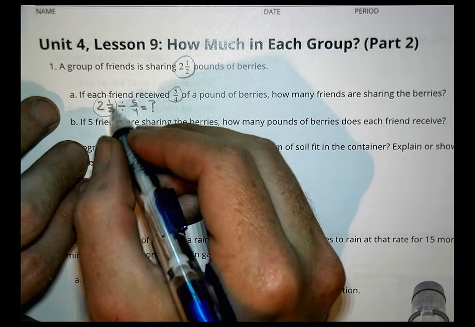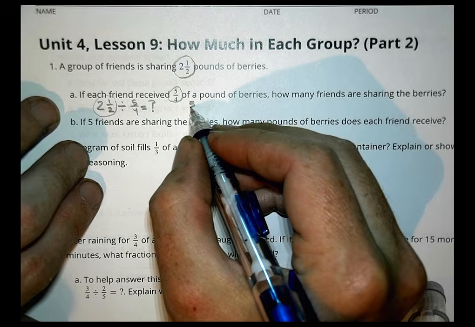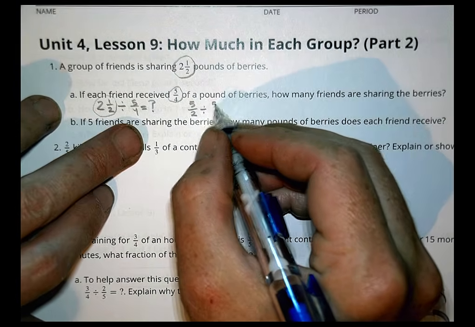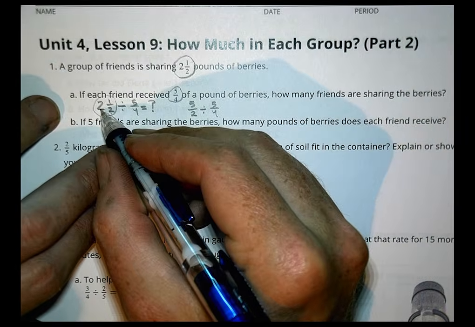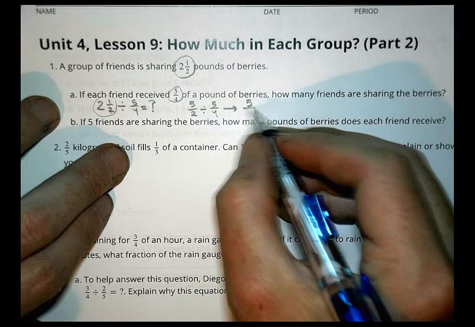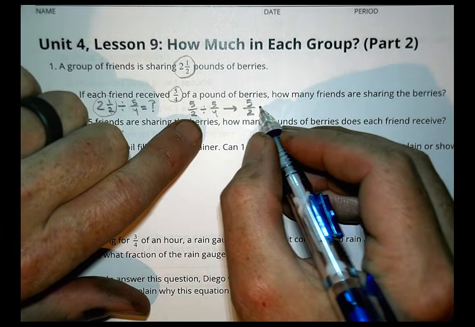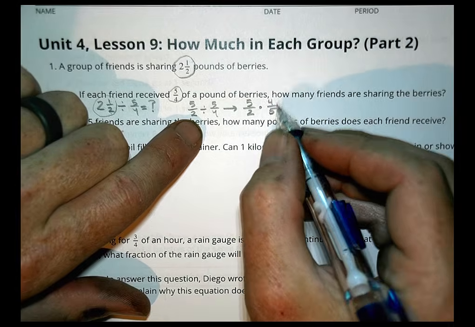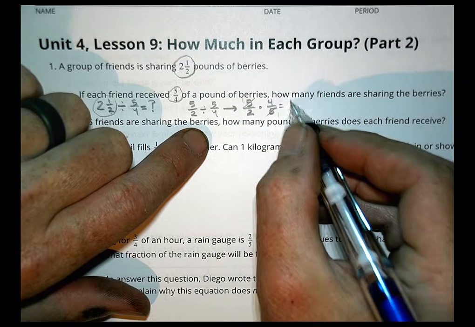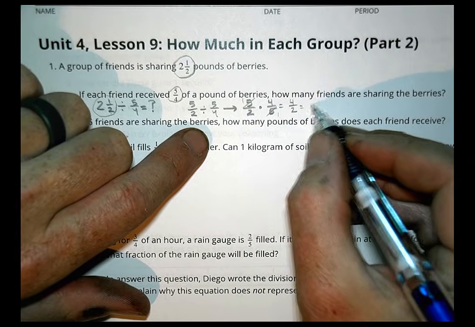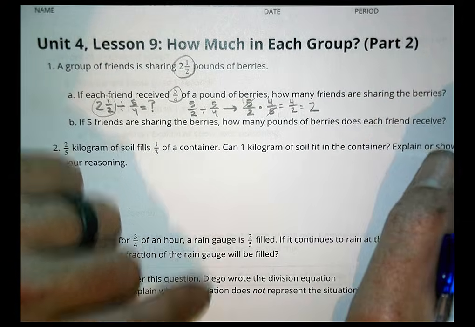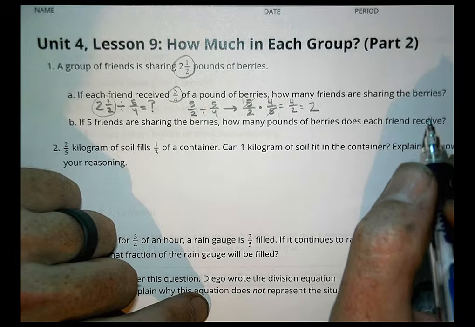2.5 can be rewritten as 5/2 divided by 5/4, because 2 times 2 is 4, plus 1 is 5. Now, with this problem, what we learned is we can take the first one and keep it where it is, and then we're going to multiply by the reciprocal. Our 5's are going to cancel out, meaning we end up with 4/2. That reduces down to 2/1, which is the same as 2. So what we can say is that 2 friends are sharing the berries in that first example.